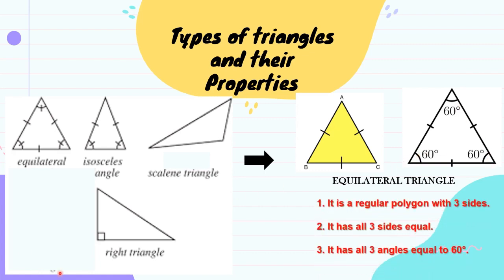So what are the properties of an equilateral triangle? 1, it is a regular polygon with three sides. 2, it has all three sides equal. That's why you keep having these marks on the three sides. It means the three sides are equal. 3, it has all three angles equal to 60 degrees.